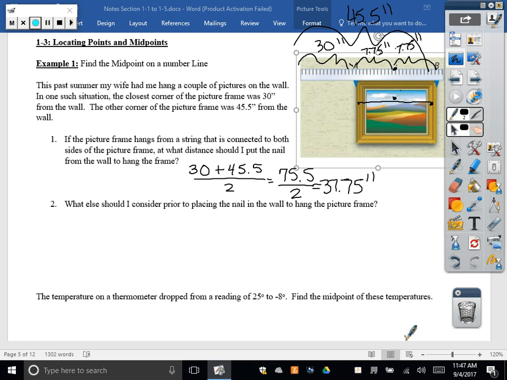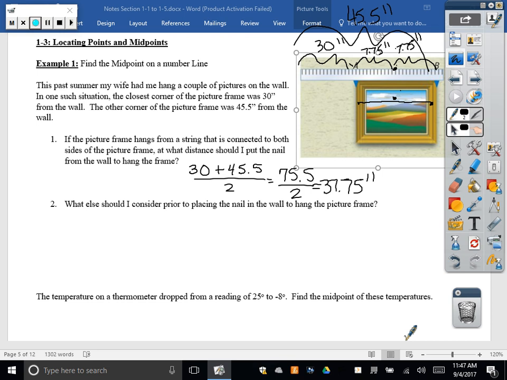Now, the other thing I had to consider, because when we hang pictures, and guys, you'll find this out when your wives want you to hang your pictures, it's just nothing I had ever thought of before, but what else did I have to consider prior to placing the nail in the wall to hang the picture? Because I'm one of those guys that does not like to fill nail holes in the wall. I make a spot, I want it to stay there for a long time. And so what else should I consider when putting a nail into the wall?